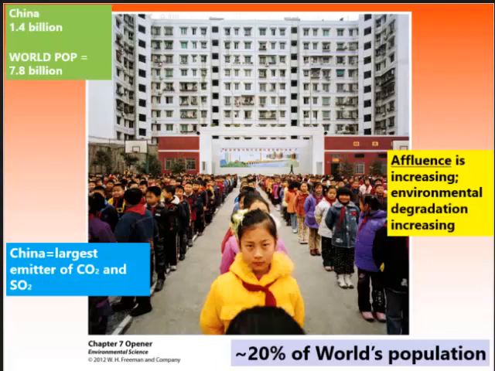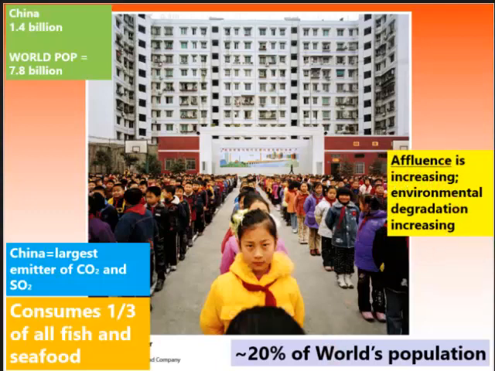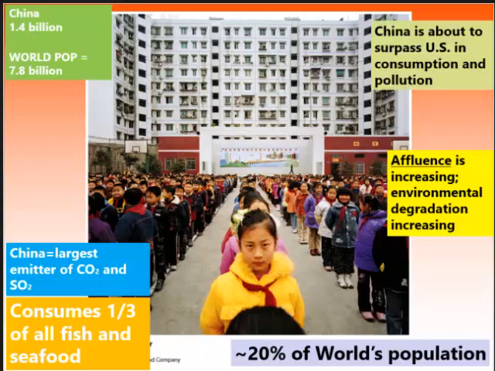You have to get used to some words, and one of the big words is affluence. Affluence has to do with how rich a country is. If a country is richer and our affluence increases, then we are more likely to cause environmental damage or environmental degradation. So if the affluence of a country increases, environmental degradation increases. Also, FYI, China consumes 1/3 of all the fish and seafood worldwide. You'll learn why that's important in a future chapter.